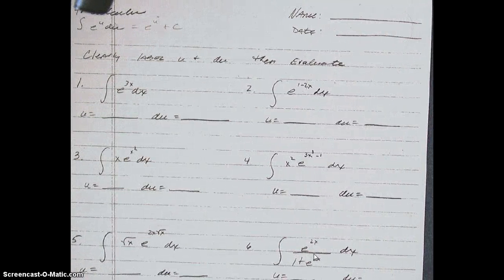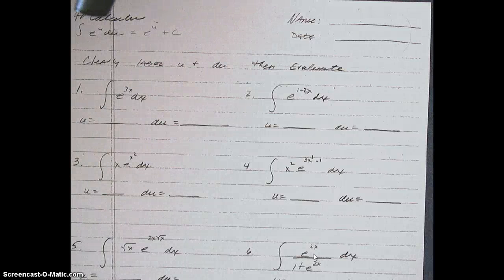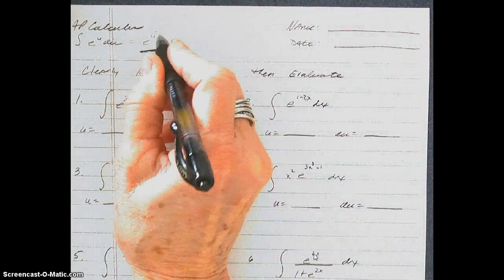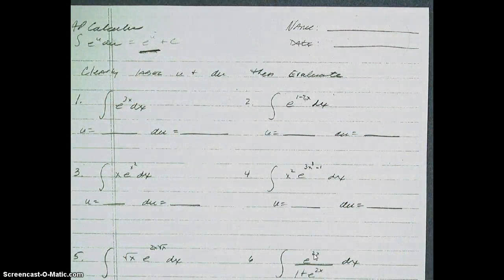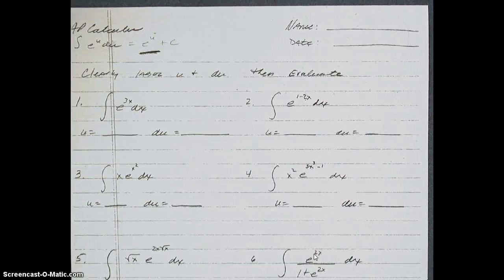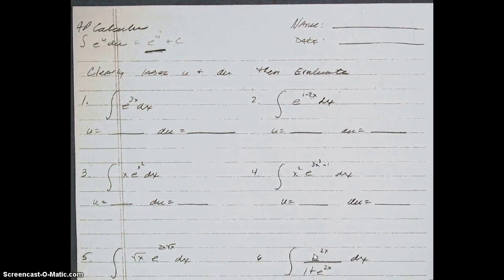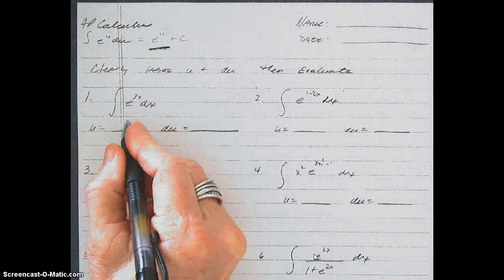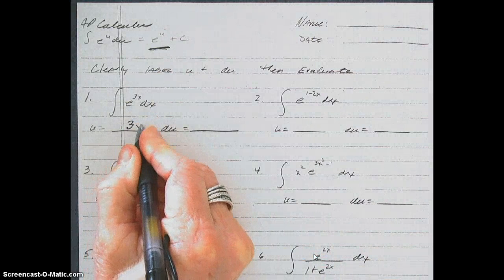In problem number 1, I have e to the 3x. So I only have a rule of e to the u. If you have an e to the u in an antiderivative, that's about the only rule you can use. So for e to the u, I'm going to choose u to be 3x.